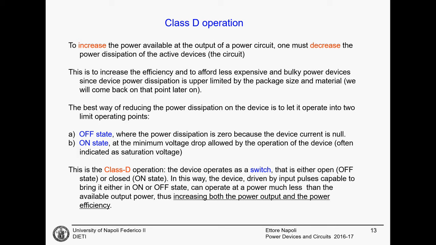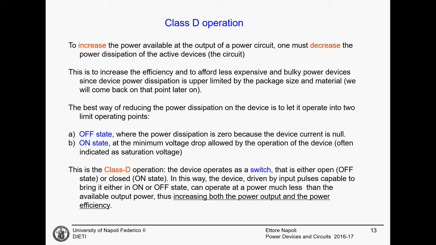In this region, the maximum current flows through the device, but the voltage drop on the device, the saturation voltage, the on-state voltage drop, we will come back to this later, is quite small. Hence, the power dissipation is not zero, but it's quite small because we have large current but very small voltage drop on the device.